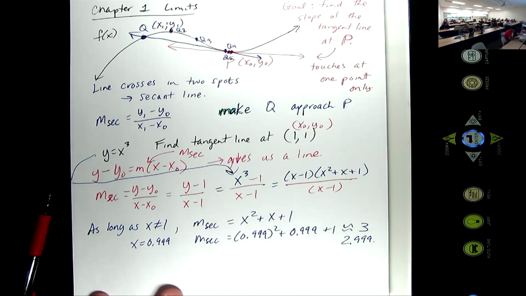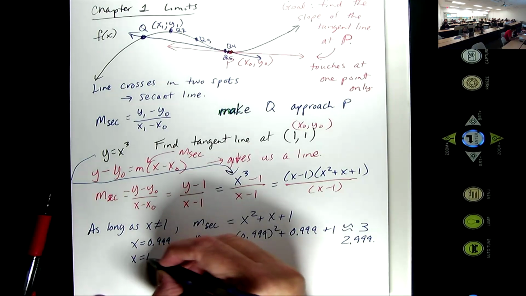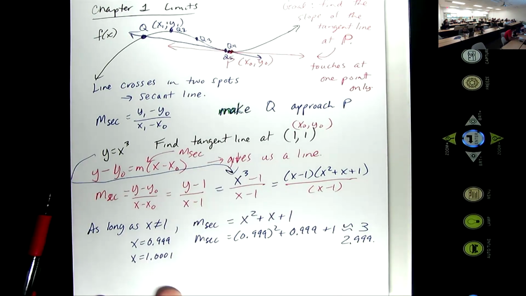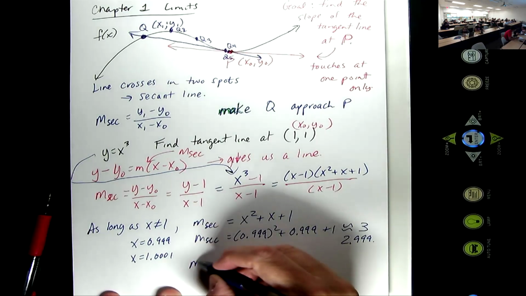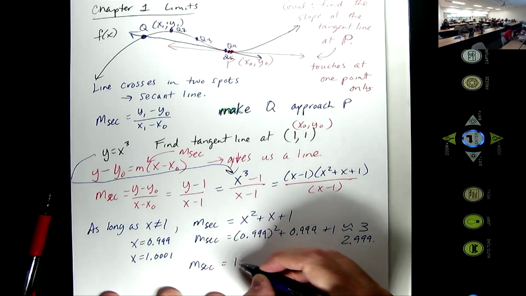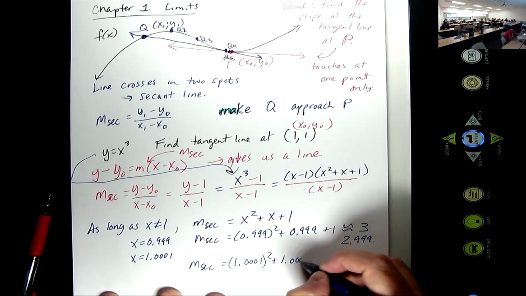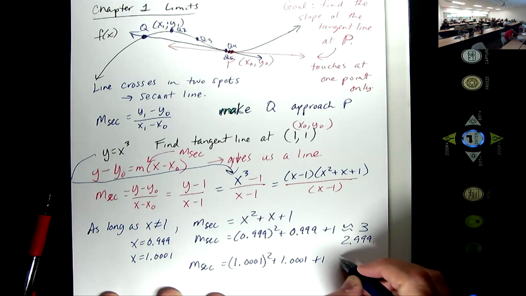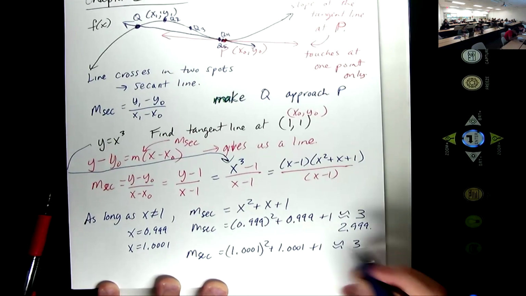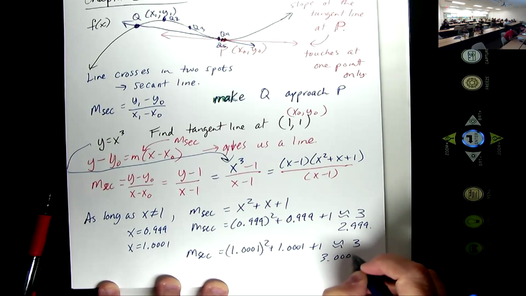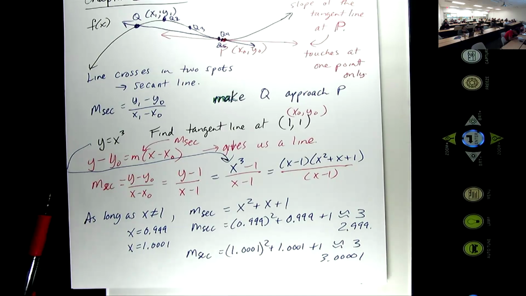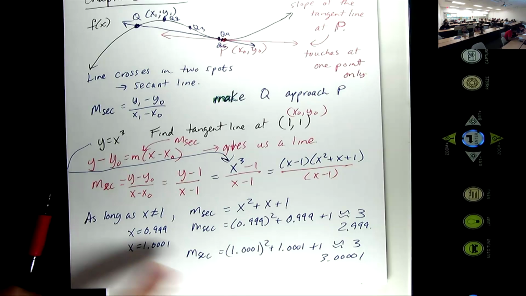And I can come from the other side. 1.0001. It's also gonna be approximately 3. That'll be like 3.0001, but again, the closer I get this number to actually 1, without it being 1, the closer this gets to 3.